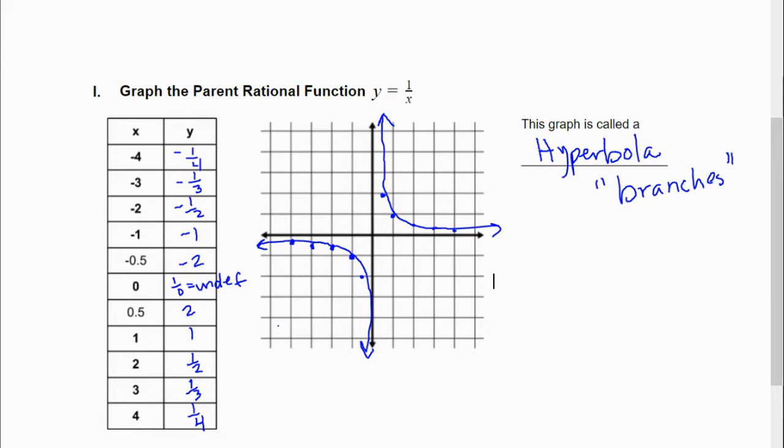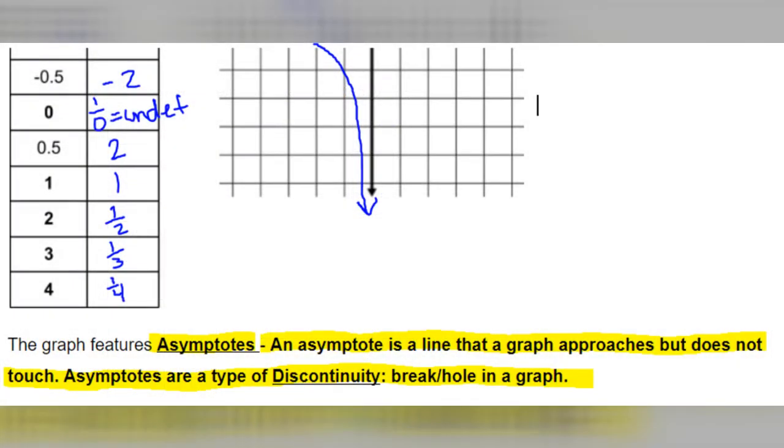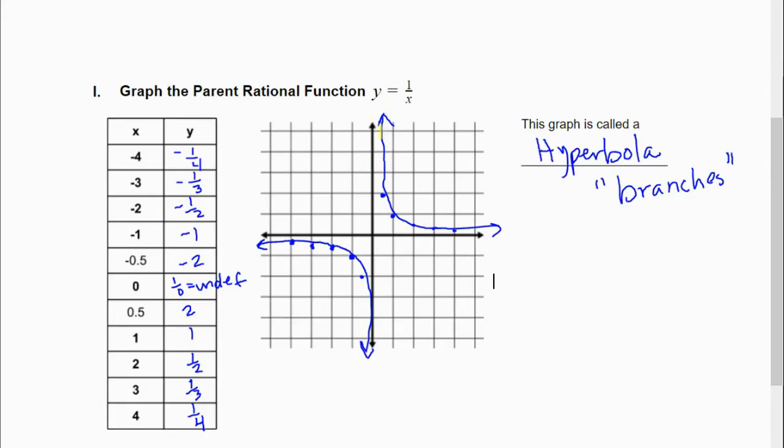But also important to note is that this graph has some locations where the graph is not defined. And these locations are our asymptotes. And you have on your notes there, it says that the graph features asymptotes, and an asymptote is a line that the graph approaches, but it never touches. So I'm going to highlight our asymptotes here. The first one we have is right down the center here. This is a vertical asymptote. Notice that at the value of 0, our function is undefined.